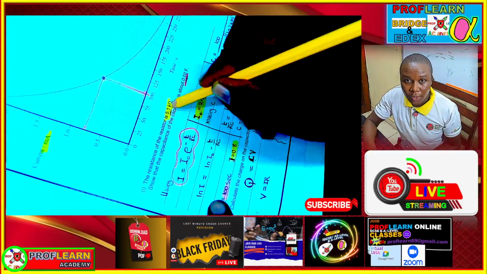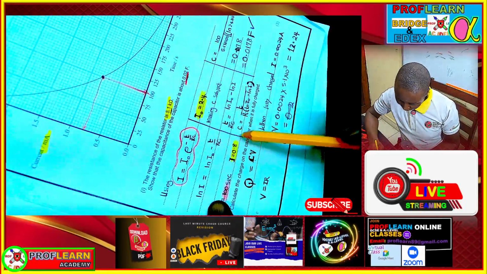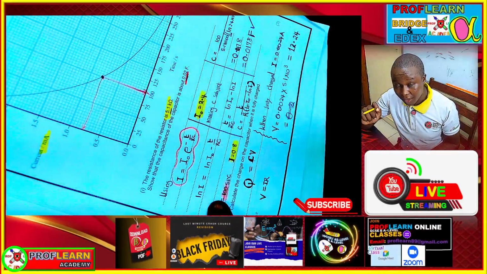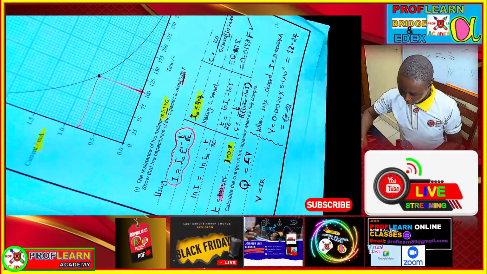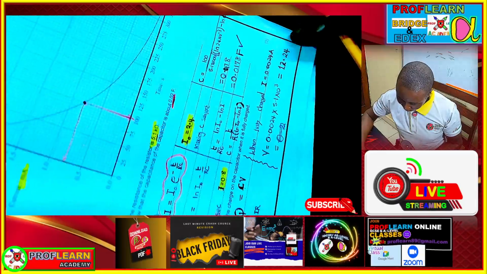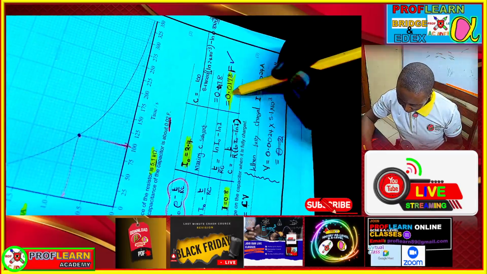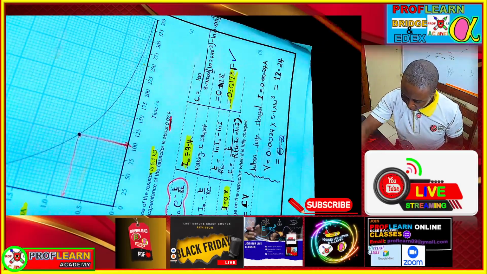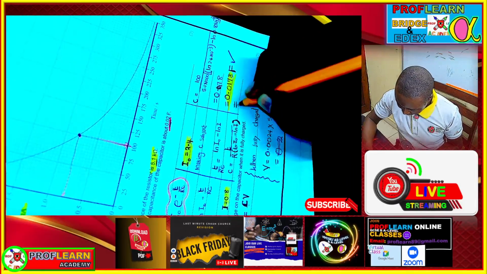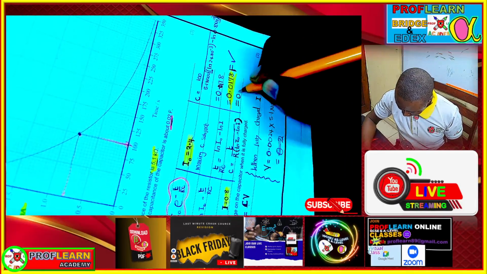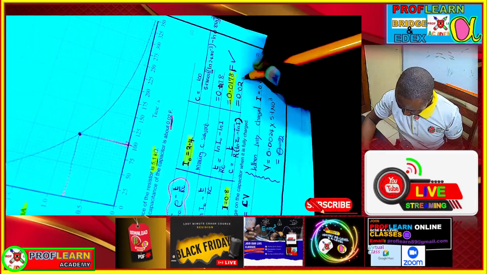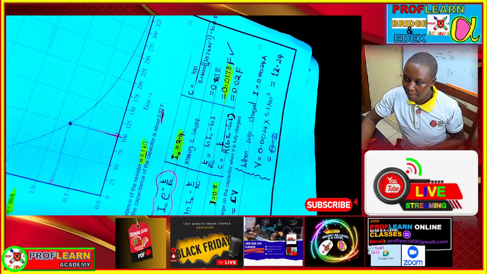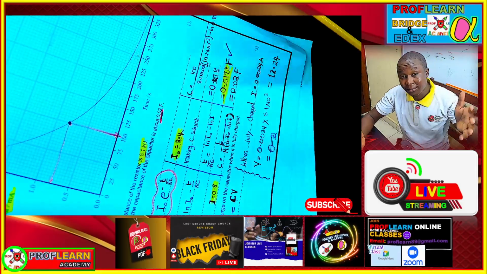You have to multiply this by 1000. You have to multiply the values that you have on this axis by 10 raised to the power negative 3, so that you are going to maximize on your marks. So if you work it out, you are going to get your answer as 0.0178, which is approximately 0.02 farads, because if you round this off to the correct number of decimal places, you're going to get this.